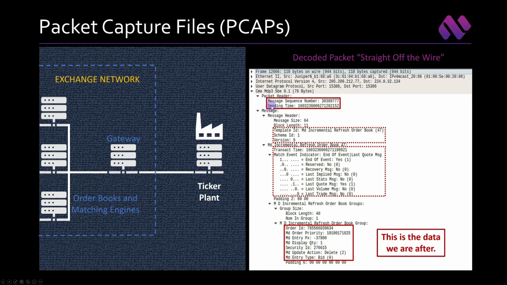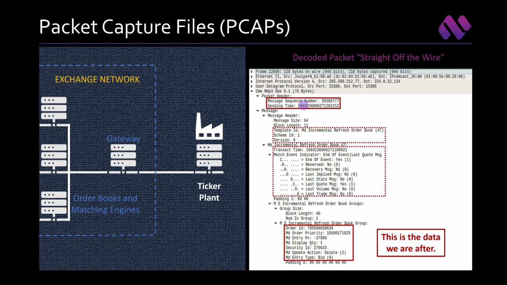If you look at the top here, you'll see sending time. It's in nanoseconds since the epoch, or the number of nanoseconds since January 1st, 1970. According to the exchange, it has microsecond precision. I've put a link in the description of this video to the exchange's online documentation.